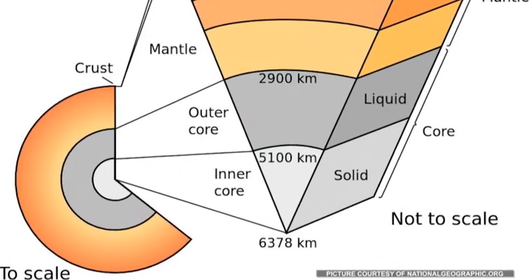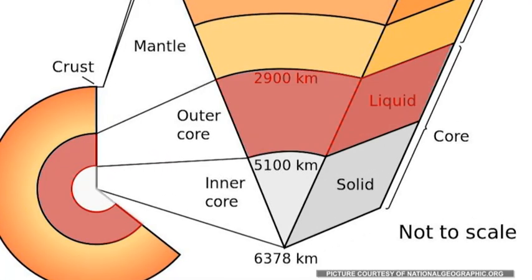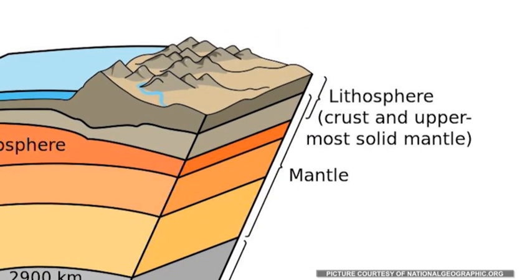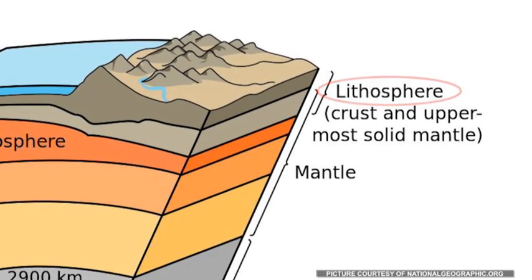The core is the innermost part of the Earth. It is made out of an outer layer of liquid iron and a solid inner layer of iron. For our purposes, we will focus on the crust and the uppermost solid mantle, which makes up the lithosphere.